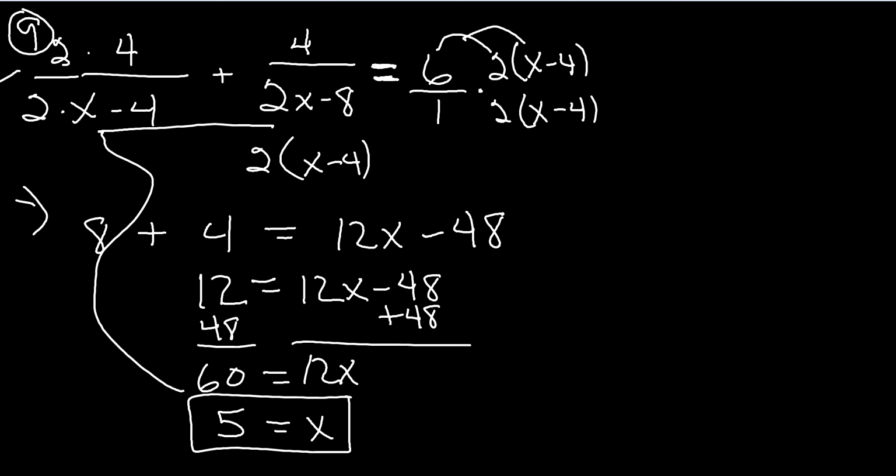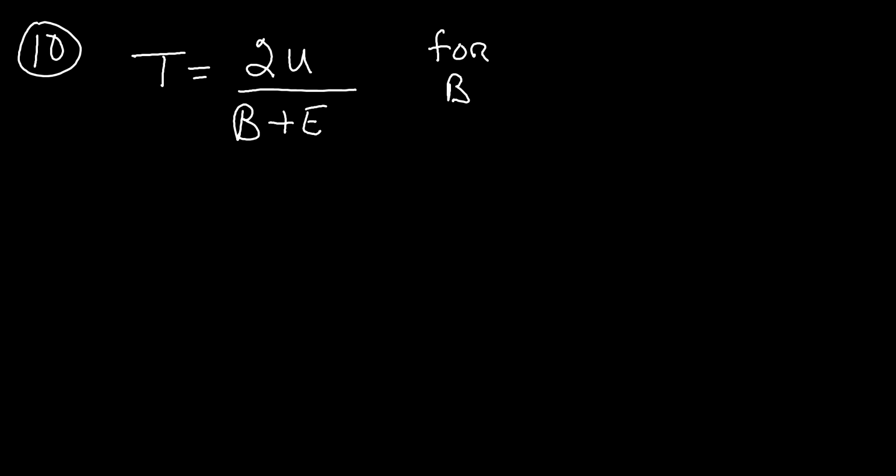Done with number 9. Okay, here's our equation for solving for the indicated variable. This gave a lot of us a little bit of a hard time, but here's how it works. So I'm solving for b, meaning getting b by itself.